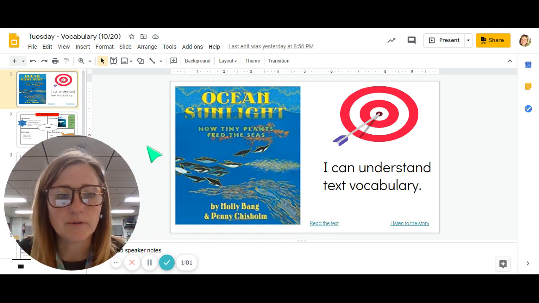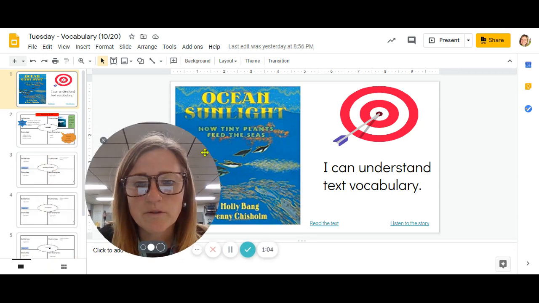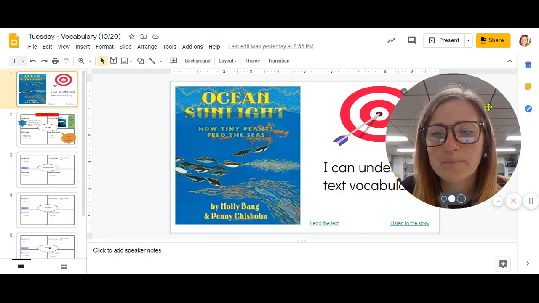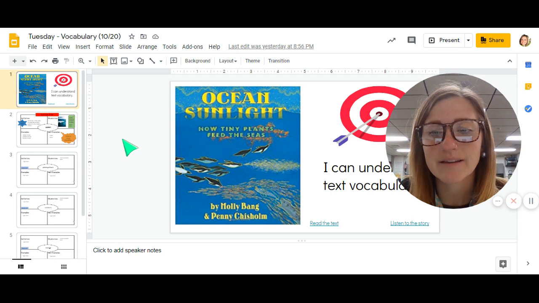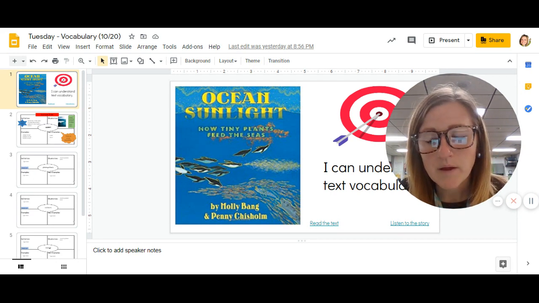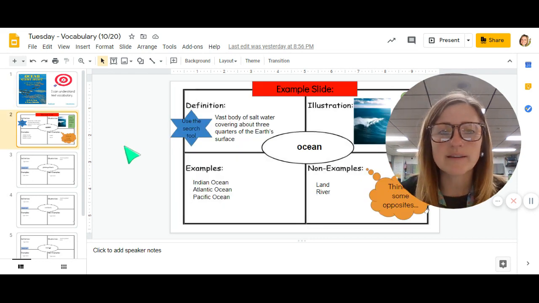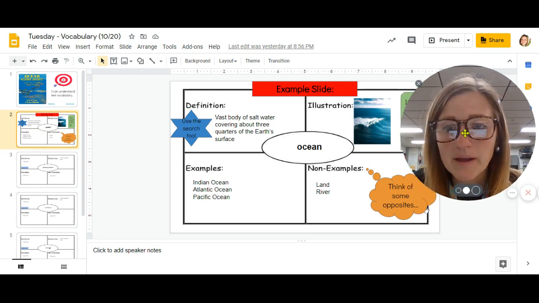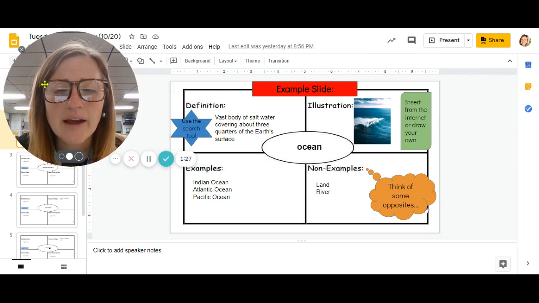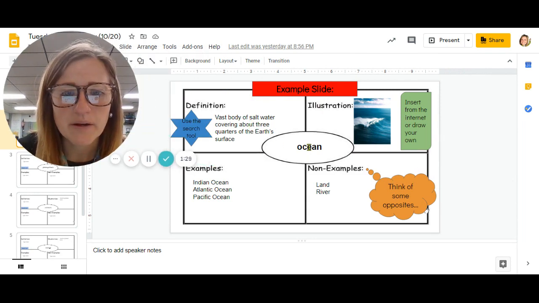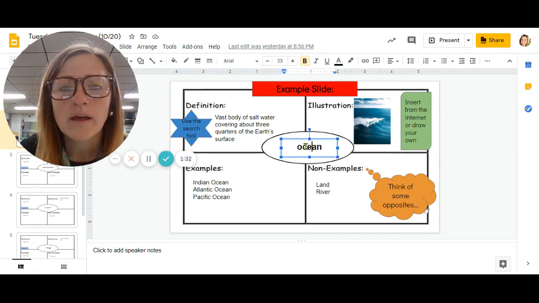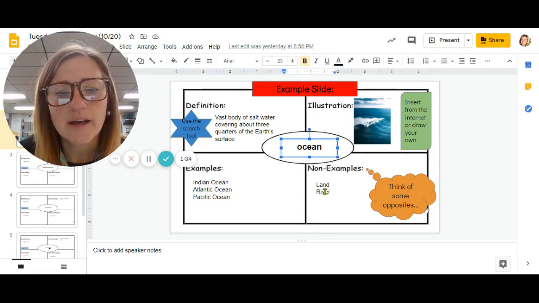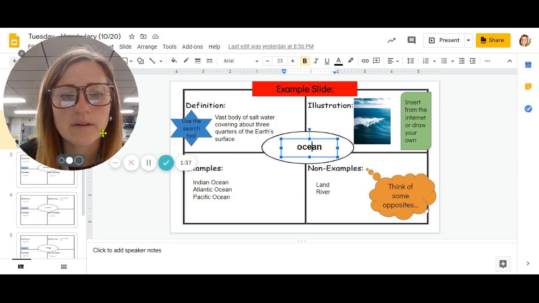So today what you're going to do is use a special chart, and we'll start using this chart more and more. You actually have a chart that looks like this in your box at home. The chart is meant for us to really dig into one vocabulary word. If you look at the page on the screen, this is an example page. I used the word ocean. I put it right in the middle as the special word. And each of the boxes on the outside are something that I want you to say about the word.